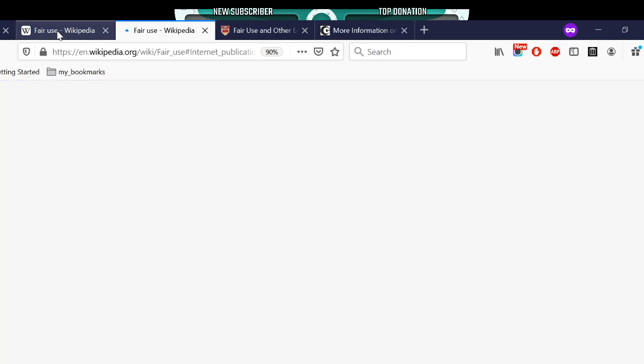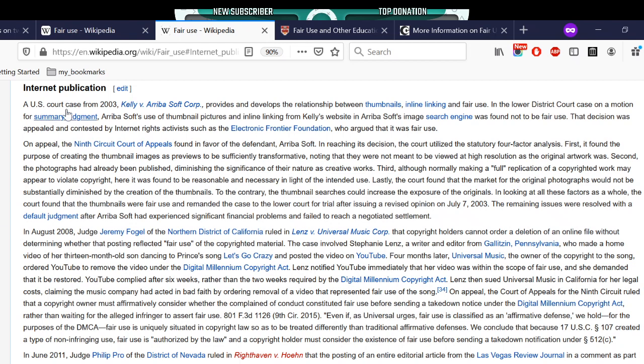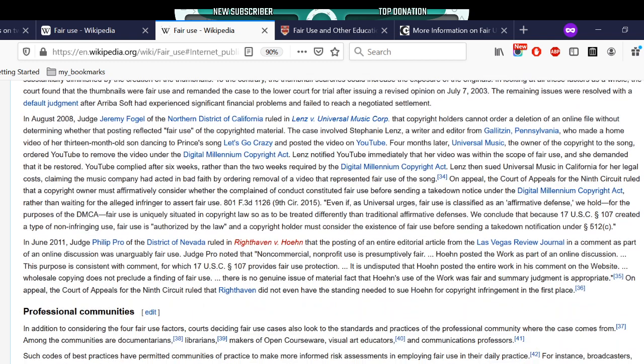Let's see if that other internet publication. Okay. Oh, this is way more meaty. A U.S. court case from 2003, Kelly versus Ariba Soft Corporation, provides and develops the relationship between thumbnails, inline linking, and fair use. That's not really what I'm looking at. Oh boy, this is all about that court case, and I don't care about it.